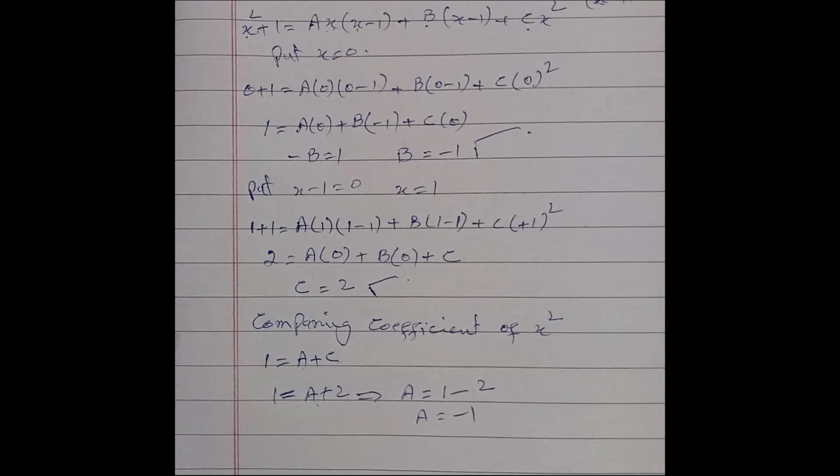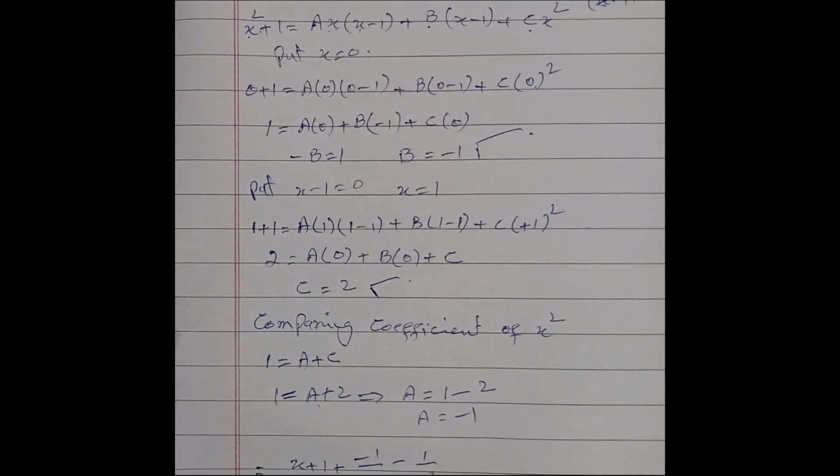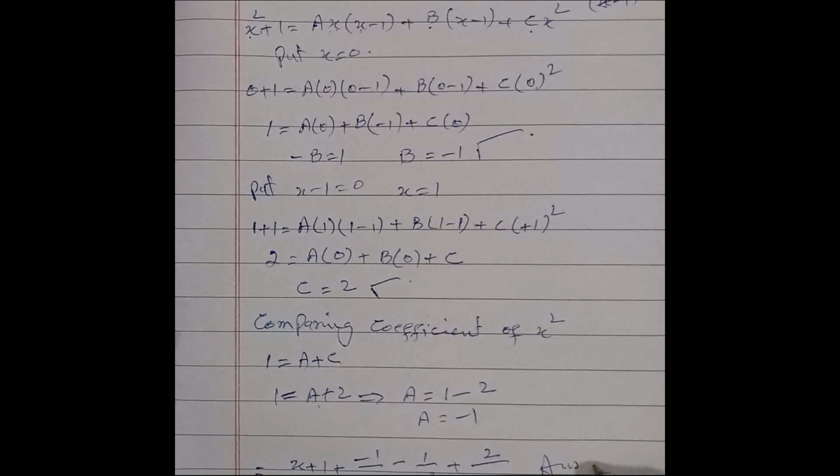So we put the values of a, b and c in the fraction and get the answer: x plus 1, plus a is minus 1 over x, b is minus 1 over x square, and c is plus 2 over x minus 1. And it is the answer of question 4.